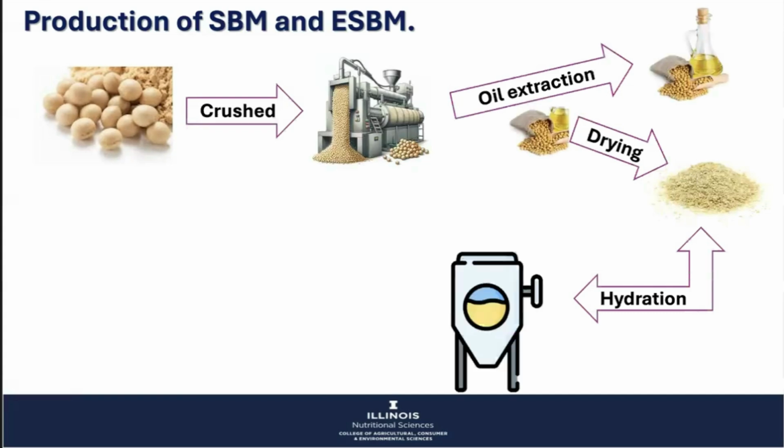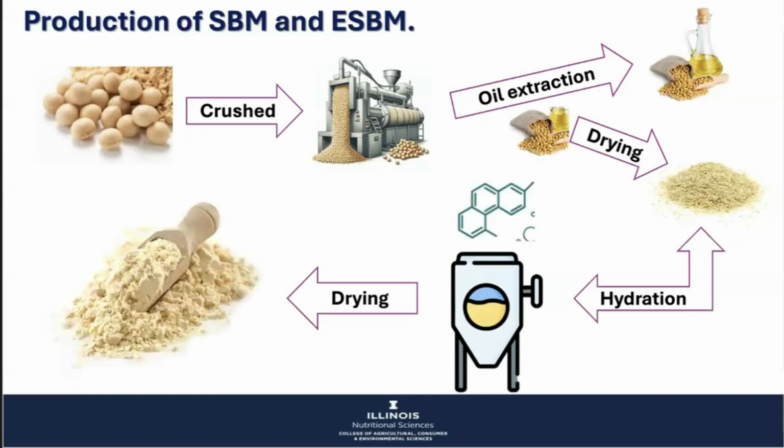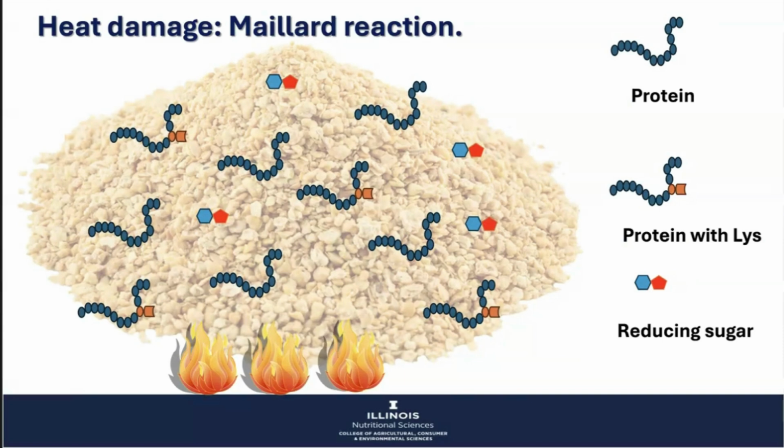Once the soybean meal production is done, it is necessary to rehydrate the soybean meal and inoculate it with enzymes. After the enzymatic treatment is done, there is an additional drying step to remove the excess water. In these two steps, there is a risk of heat damage. One of the main reactions in heat damage is the Maillard reaction.